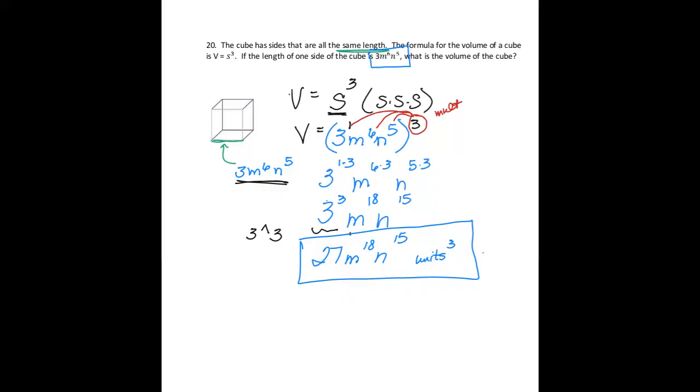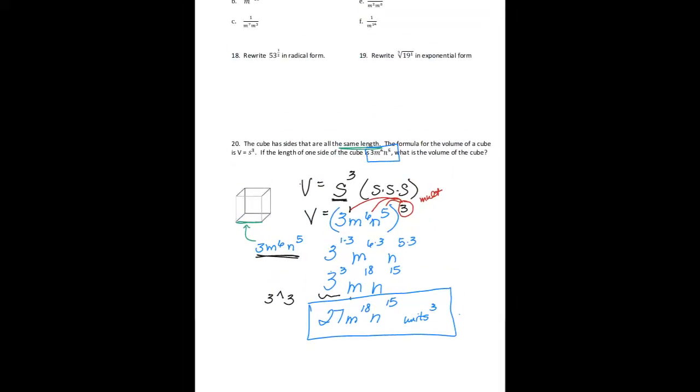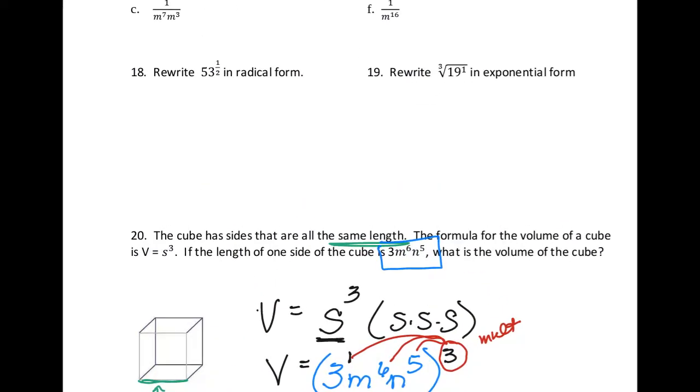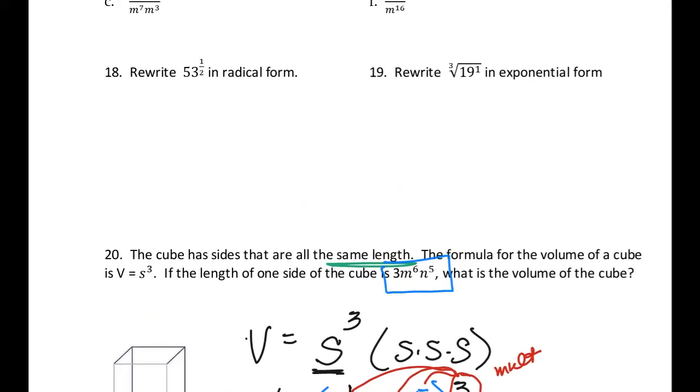Any other questions? Yes. 19. Rewrite the cube root of 19 in exponential form. So this right now is in radical form. Why? Because it has the radical sign. 19 is your base. Okay? So you write 19 like this.